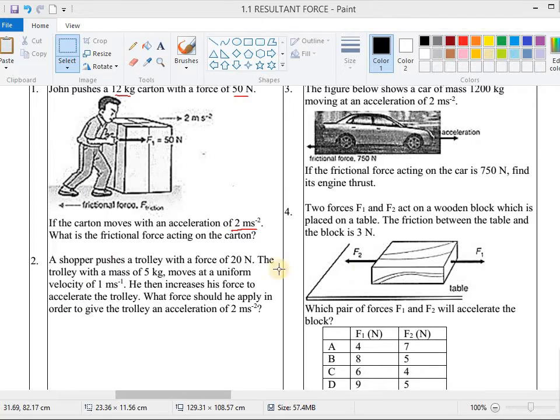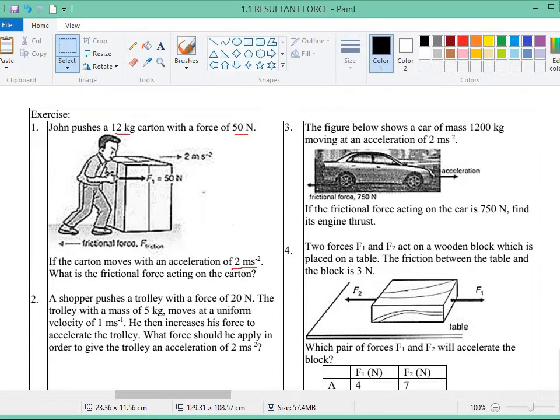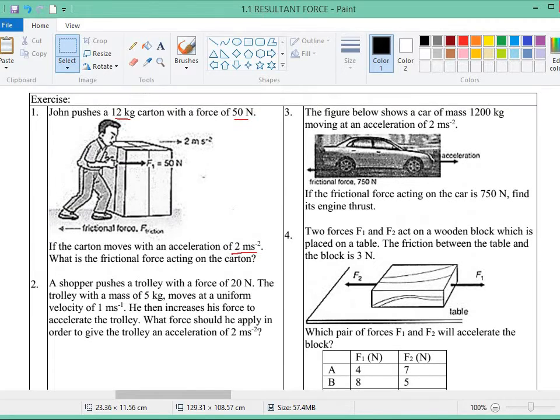Okay, so let's start to discuss this exercise, number 3, number 4, and number 5. Number 3 is very simple. It is very similar to number 1. It says the figure below shows a car of mass 1,200 kilograms moving at an acceleration of 2 meters per second per second. If the frictional force acting on the car is 750 newton, find its engine thrust.